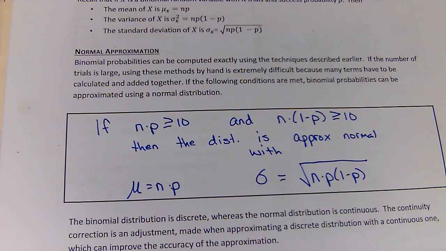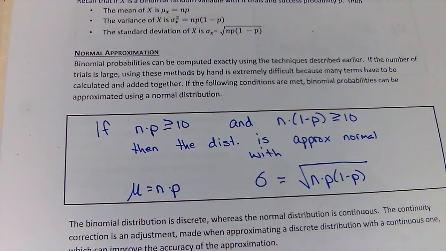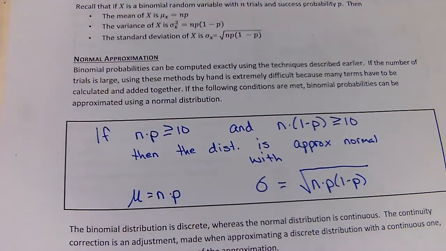Now we do have to be careful with one thing. A binomial distribution is discrete, whereas a normal distribution is continuous. So we'll have to make an adjustment from what we would use with a binomial. So let's look at the adjustment we're going to make.